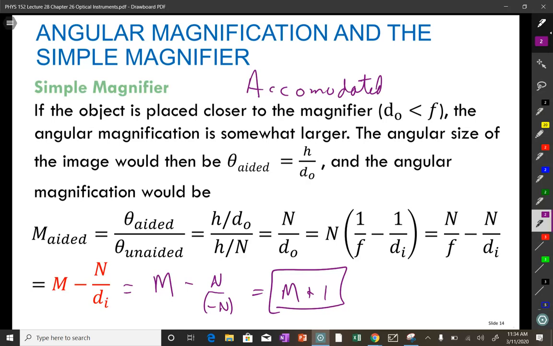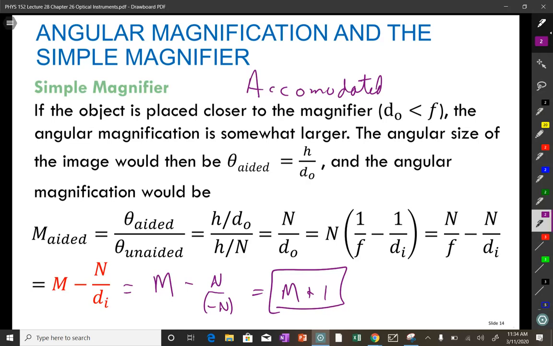Near point is 25, focal length is 5. Unaccommodated magnification is near point over focal length. So that would be 5. If I strain my eye, what does it go to? To 6. Now, going from 5 to 6, that is a 20% increase, right? What if my focal length was, let's say, 0.5 centimeters? Then I would go from 50 to 51. It's not worth the eye strain, right?